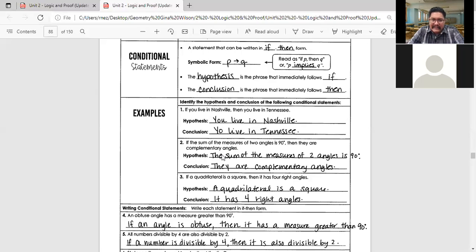So hypothesis, again, means what we think is going to happen: the sum of the measures of two angles is 90 degrees. So if that is true, all right, sometimes it may or may not be true. But if it is true, then this statement is what we would go with: they are complementary angles.